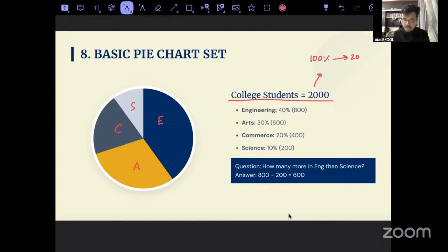Okay. Now we have engineering. This is 40%. Then we have arts. This is 30%. Then we have commerce 20%. Science 10%. So what is 40%? It is engineering student. What is 30%? It is art student. What is 20%? This is commerce student. And what is 10%? This is science students. If this is clear, let's go forward.